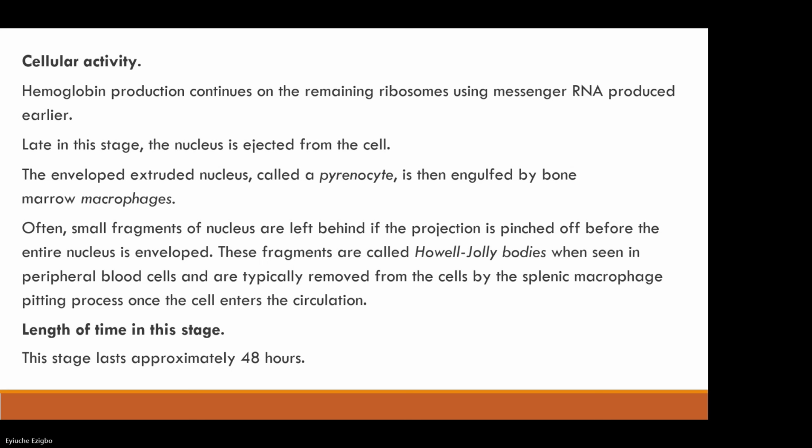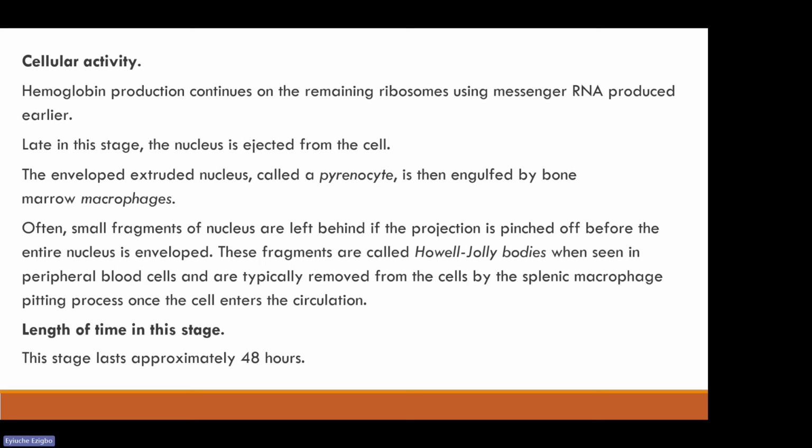Okay, late in this stage, the nucleus is ejected from the cell, as you can see in the picture where it is almost at the periphery of the cytoplasm. The enveloped extruded nucleus, called a pyrenocyte, is then engulfed by the bone marrow macrophages. So as the nucleus is being extruded from the cell, it's being engulfed by the macrophages in the bone marrow.